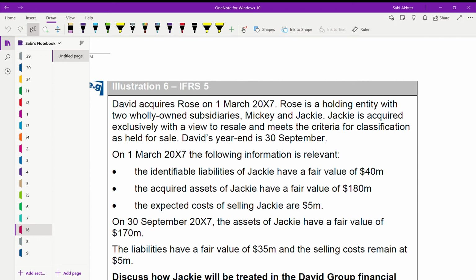David acquires Rose on 1st of March 2007. Rose is a holding entity with two wholly owned subsidiaries, Mickey and Jackie. Jackie is acquired exclusively with a view to resale and meets the criteria for classification as held for sale. David's year end is 30th September.